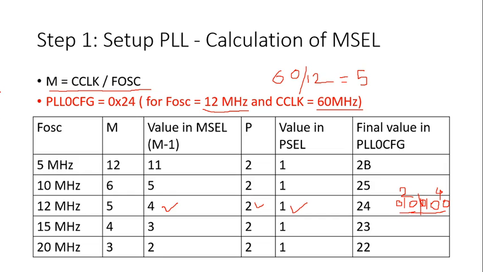So we have calculated this for one typical frequency of 12 megahertz. Similarly, for 5 megahertz the multiplying factor will be 12, so the value in the M cell will be 11 and the final value of the PLL configuration register is 2B. For 10 megahertz it is 25, for 12 megahertz it is 24, for 15 megahertz it is 23 and for 20 megahertz it is 22. These are the typical crystal values given there: 5, 10, 12, 15 and 20.